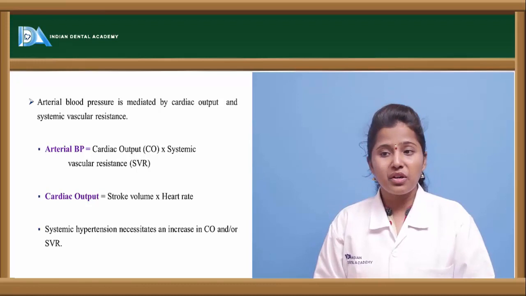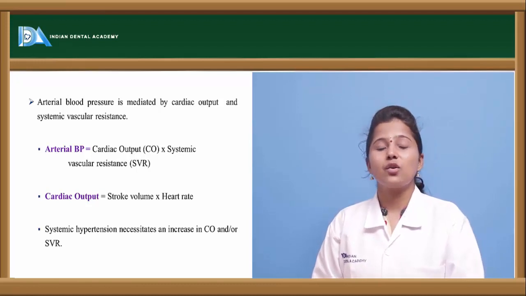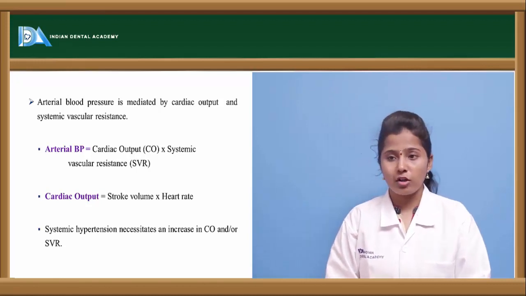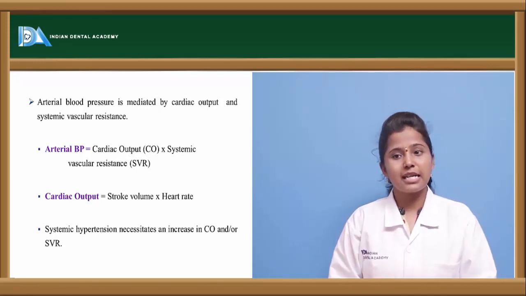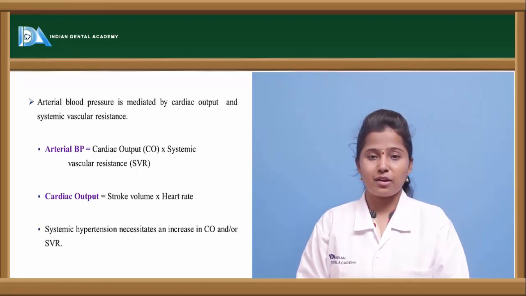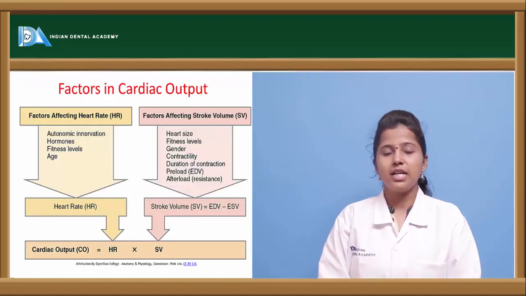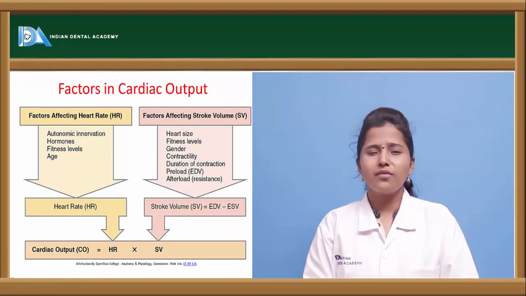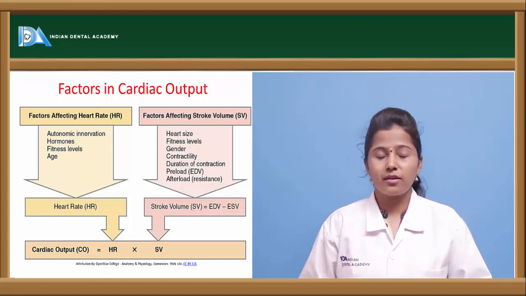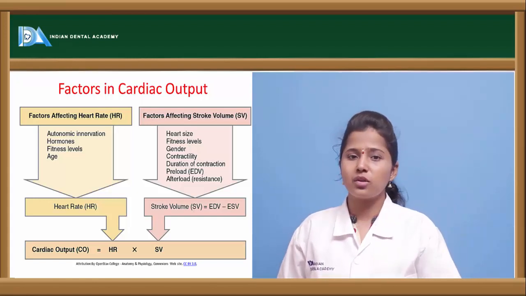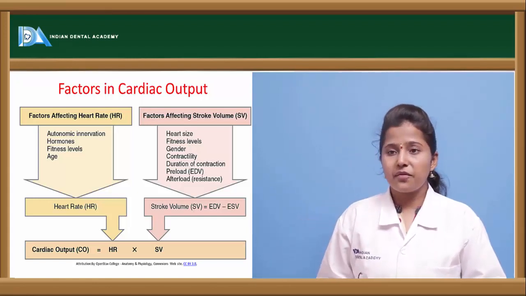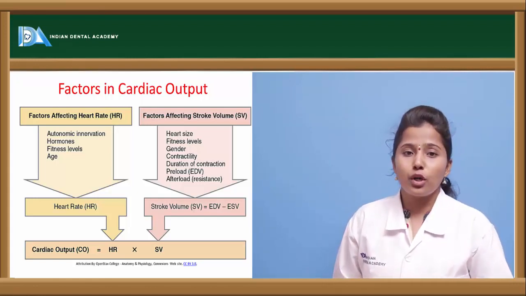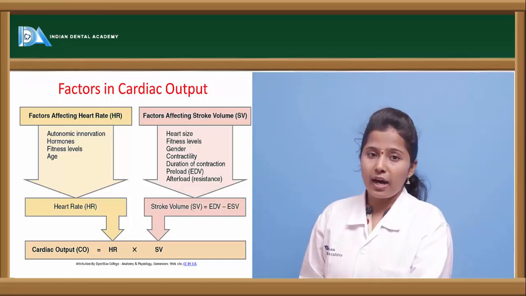Systemic hypertension necessitates an increase in the cardiac output or systemic vascular resistance. Once there is hypertension in the systemic circulation, there will definitely be an increase in the cardiac output as well as systemic vascular resistance. Let us see the factors which influence cardiac output. There are two types of factors: factors affecting heart rate and factors affecting stroke volume, because cardiac output is the result of heart rate and stroke volume.